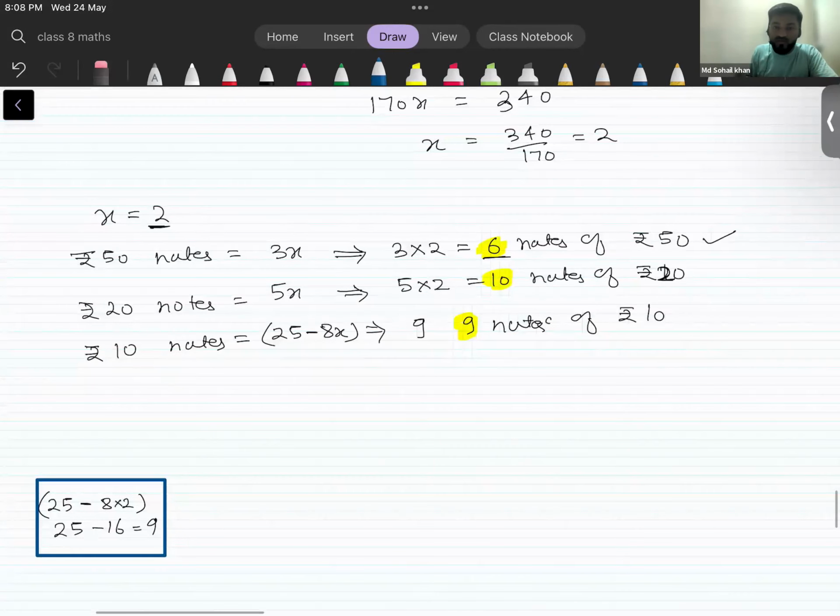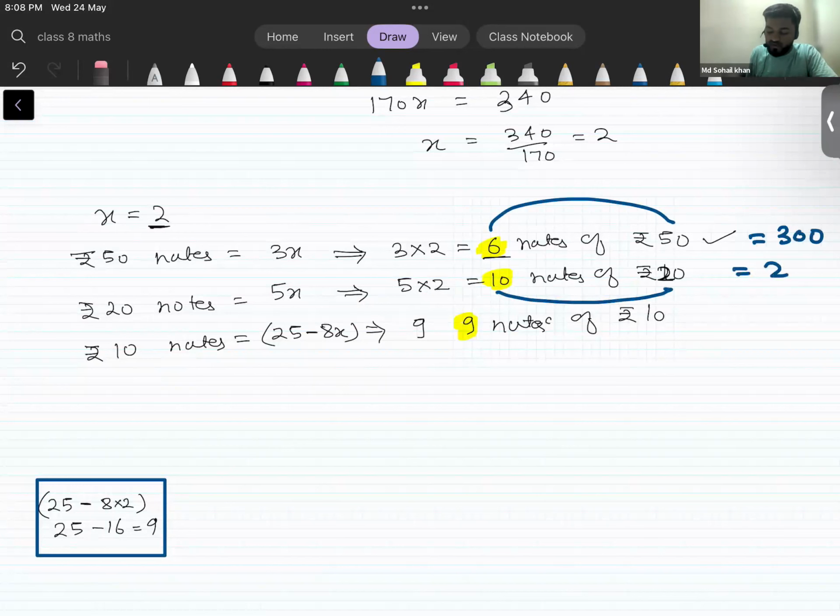We can actually verify our answer here also. If you multiply 6 with 50, that will give you 300. If you multiply 10 with rupees 20, that will give you 200. And 9 notes of 10, that is 90. If you add these three values, is it not equal to 590?